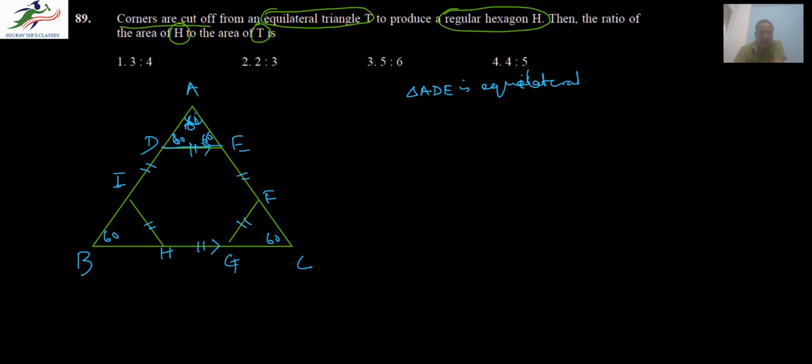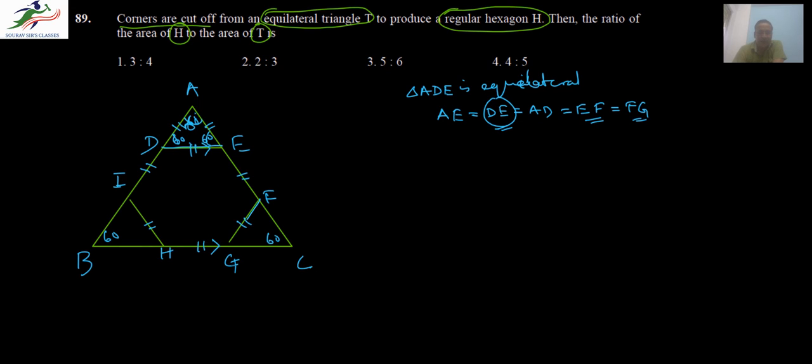And hence AE is equal to DE is equal to AD, and DE is equal to EF, because they are sides of a regular hexagon, and EF is equal to FG, again sides of a regular hexagon. All of these are sides of the regular hexagon.